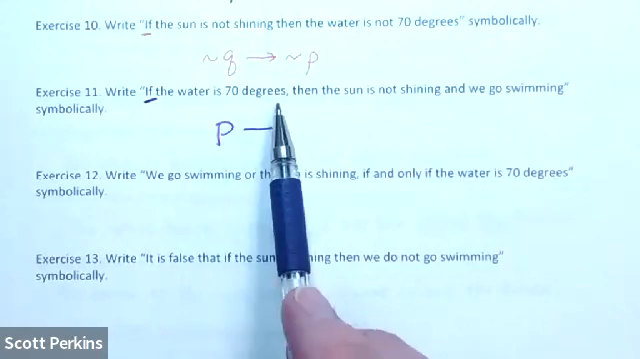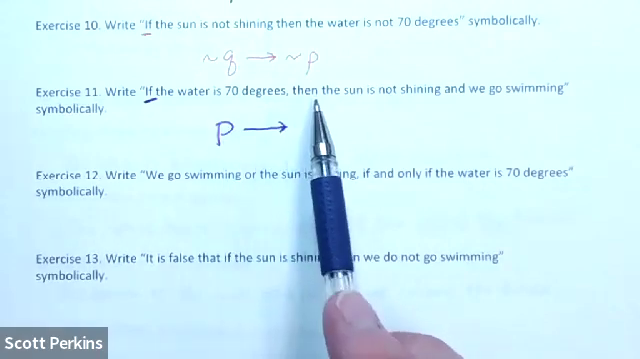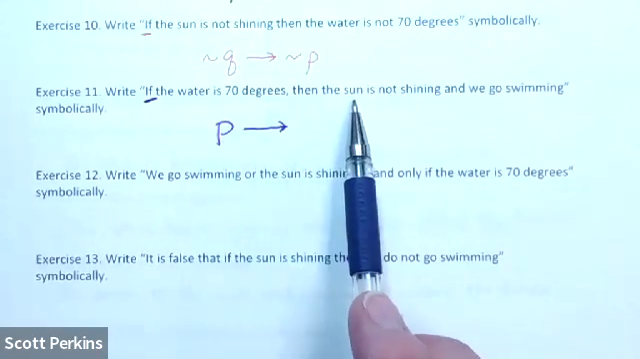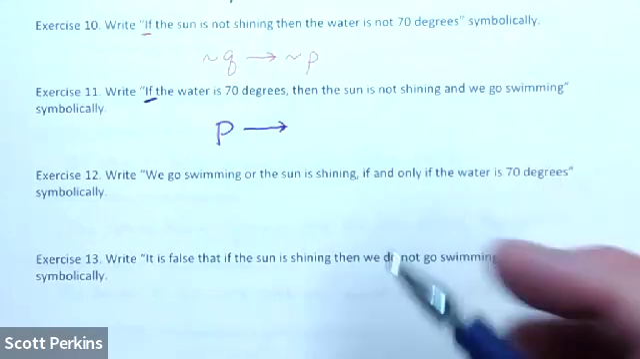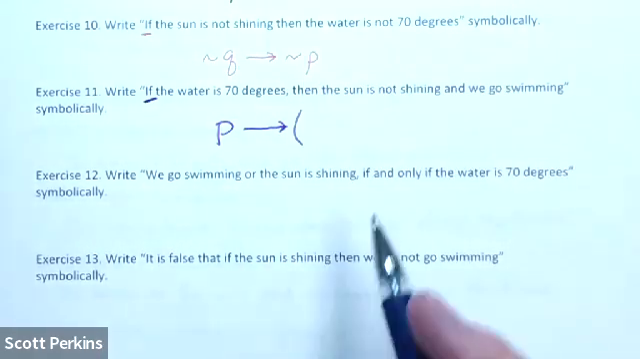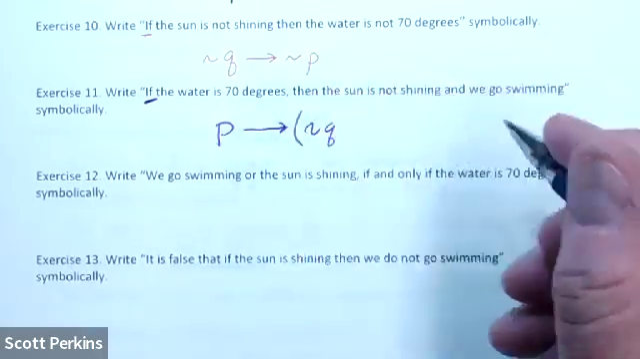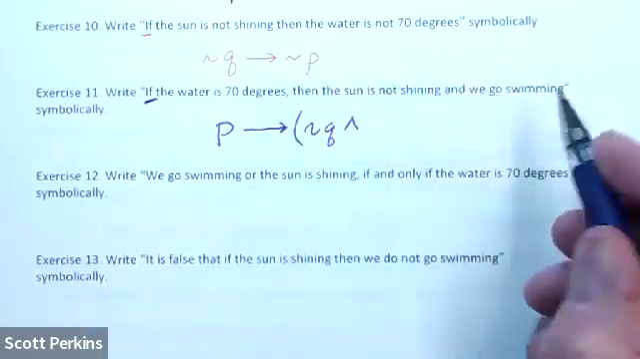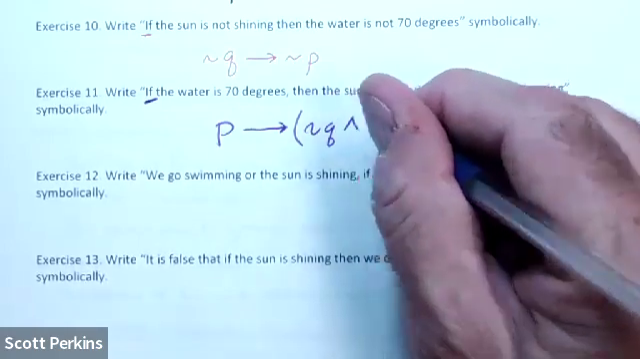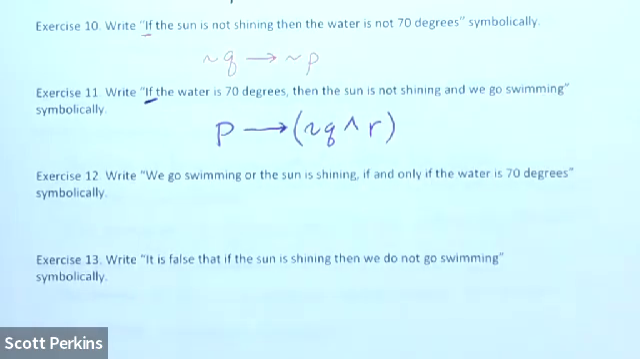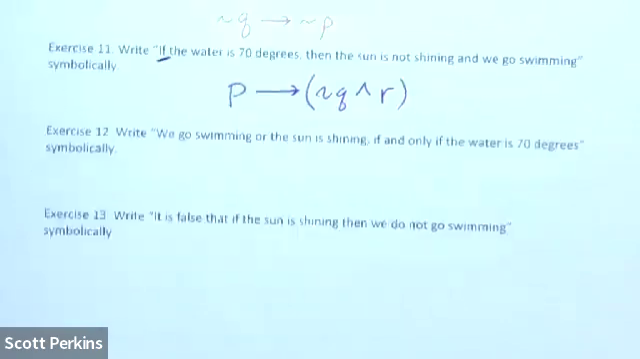Now I've got a comma. Then, how many statements are on the right side of the "then"? There's two, so I'm going to use a parenthesis right here. The sun is not shining, so that's squiggly Q, and that's a caret. We go swimming, R. Those two statements are in parentheses because they're on the same side of the comma. Seem reasonable? All right, we just got two more. You're doing great. I appreciate your endurance today. Exercise 12.